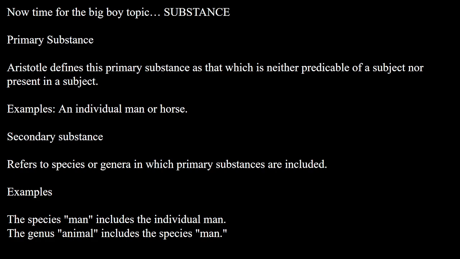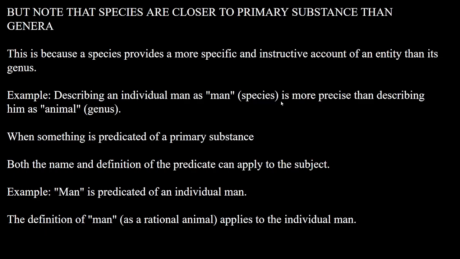So, primary substances are never going to be predicated of something else. They are never the predicate. However, secondary substances can be used as predicates because they define primary substances, right? But they differ from qualities. But note that species are closer to primary substance than genera. This is because a species provides a more specific and instructive account of an entity than its genus. For example, when you describe an individual man as man, which is a species, it would be more precise than describing him as animal, a genus, right? You wouldn't say Tony is an animal. You would say Tony is a man, right?